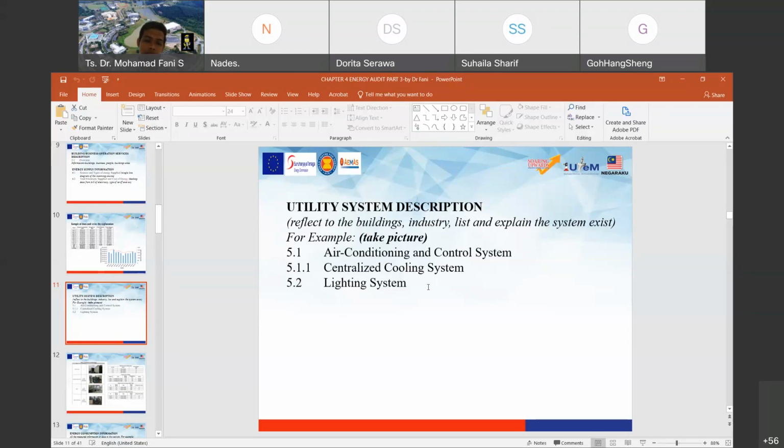For example, you took the air conditioning system or cooling control system. Put the aircon and then explain: what type of system, the year, the maker, where it comes from, US or elsewhere, or the type of control system that they have. So please brief in detail.